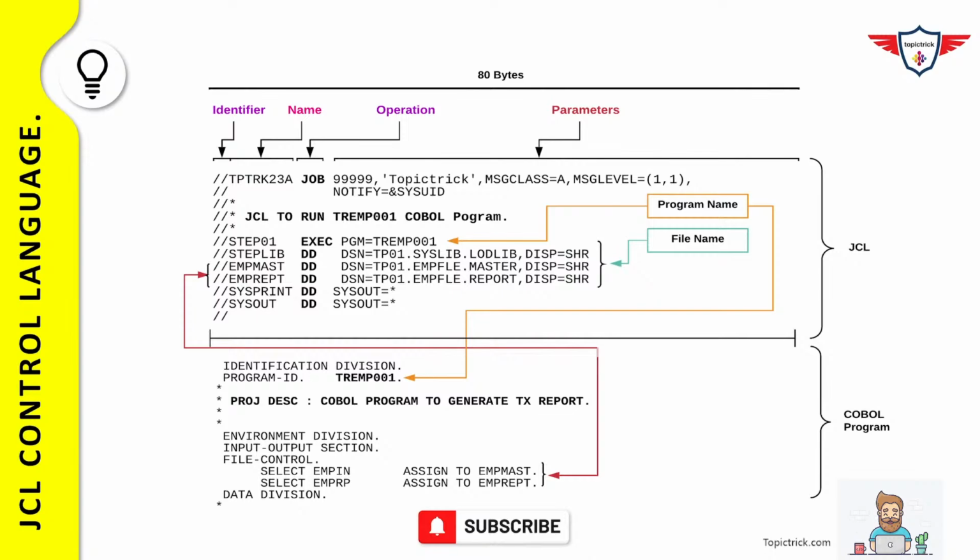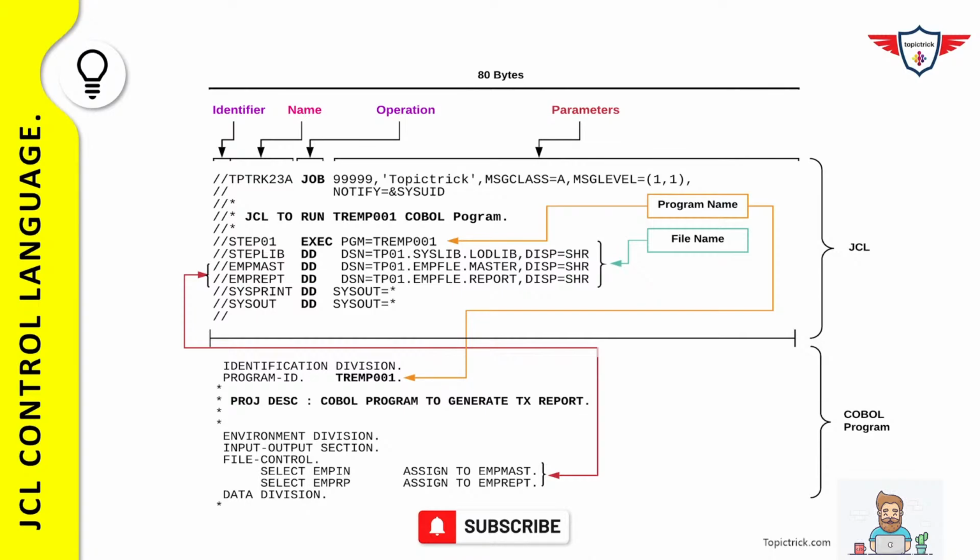The first two lines of the JCL are a job card. The job card is used to specify the information related to the job. The next three lines are comments, which I've specified just to inform what this JCL is doing: JCL to run TREMP001 COBOL program. After that, you have an execute statement, which is the beginning of a step of that particular job. I've specified the step name as STEP01, EXEC PGM=TREMP001. This is the name of a COBOL program, and I've highlighted it with an orange color.